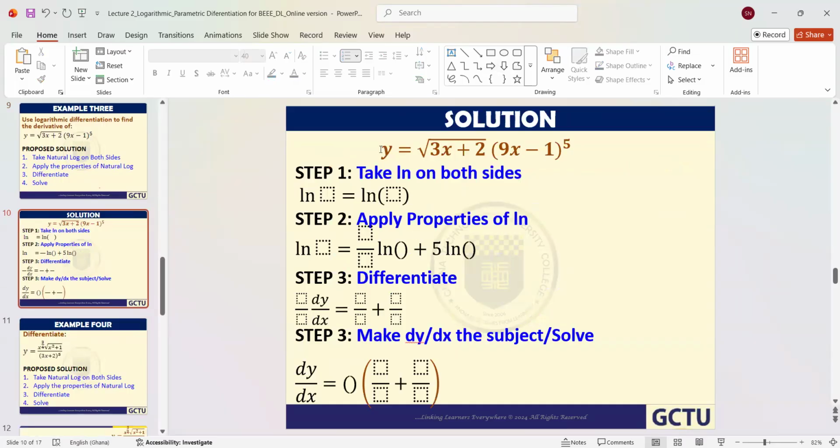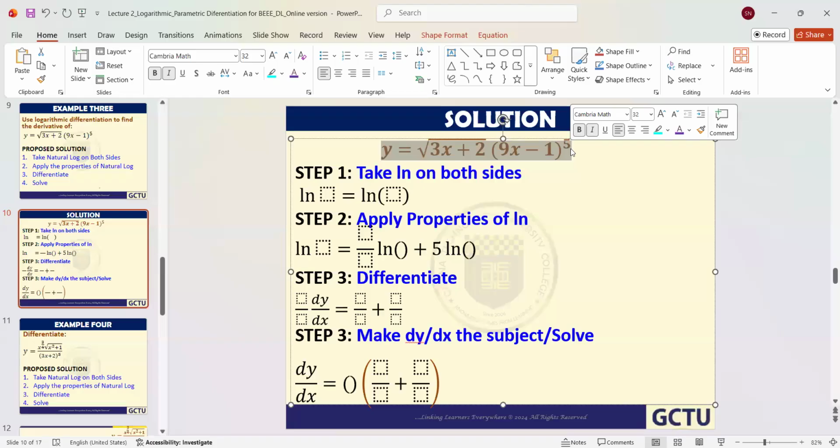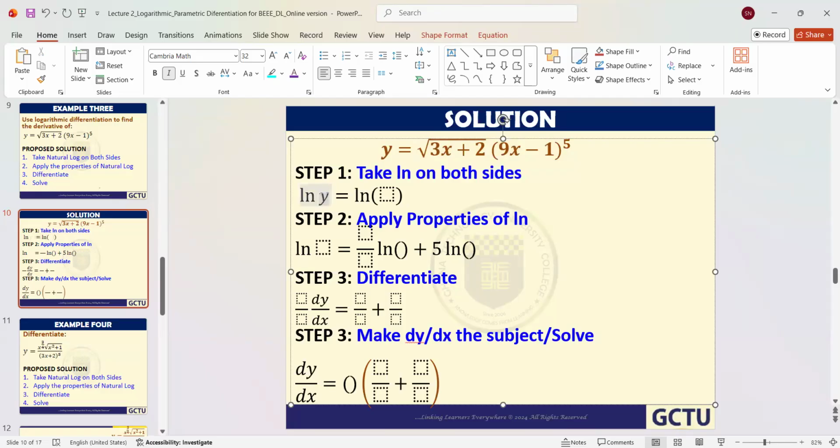Now, if this is the original question, taking natural log on both sides will give me, for the sake of time, I have written part of the equation here. So when you take natural log of y, it becomes natural log of y like this. So the left-hand side, I'm taking natural log here.